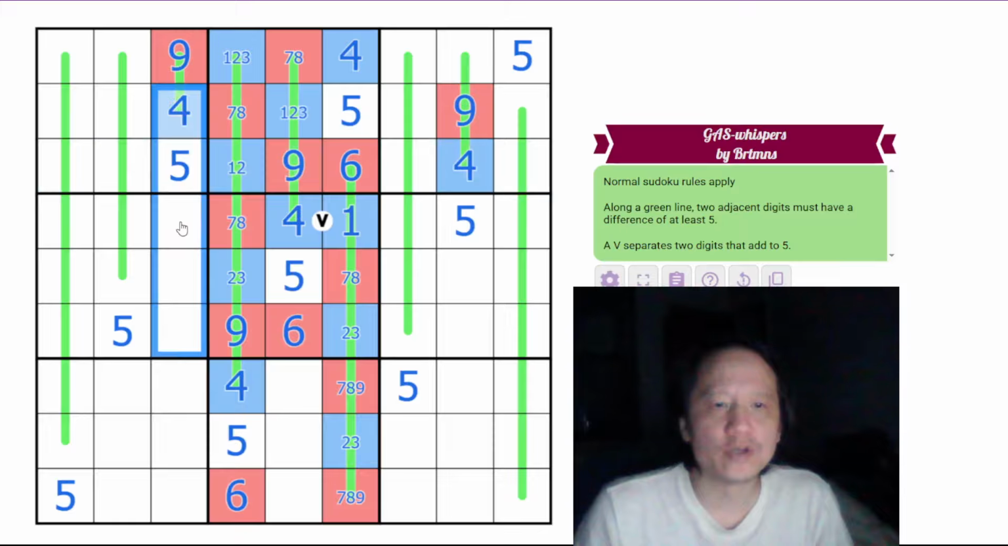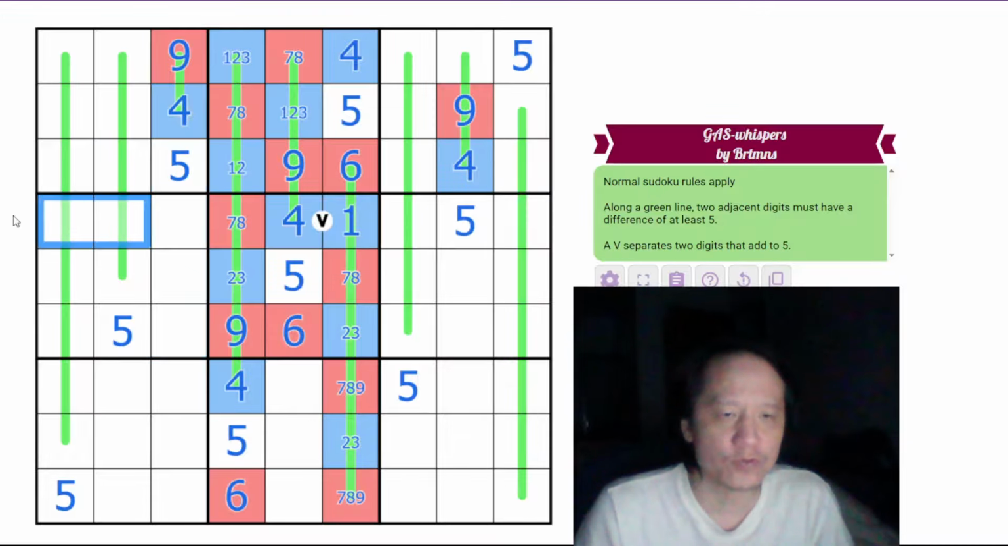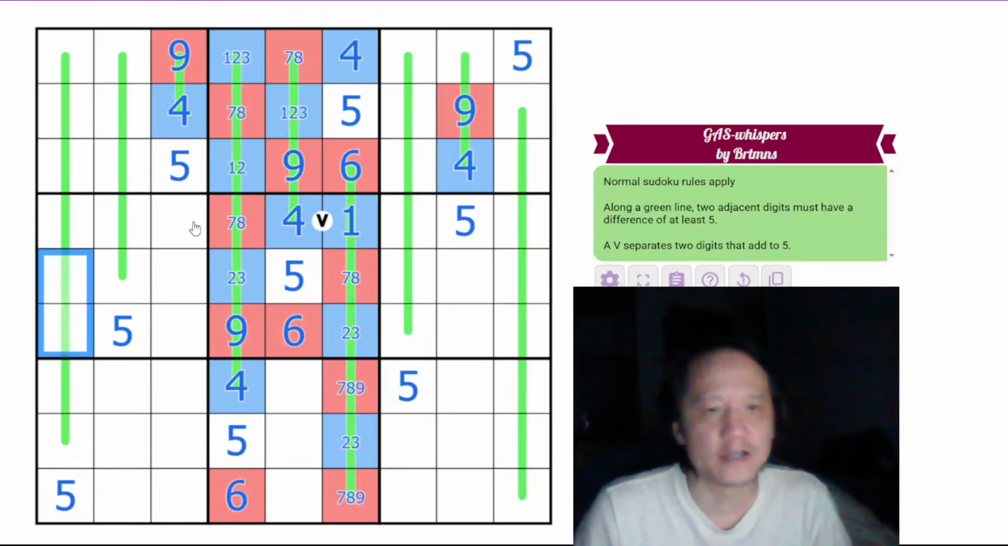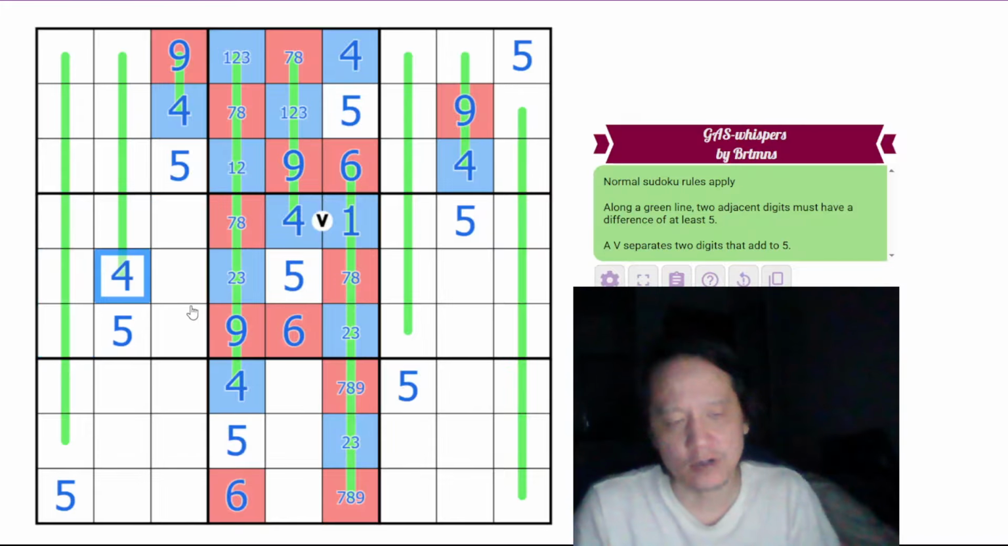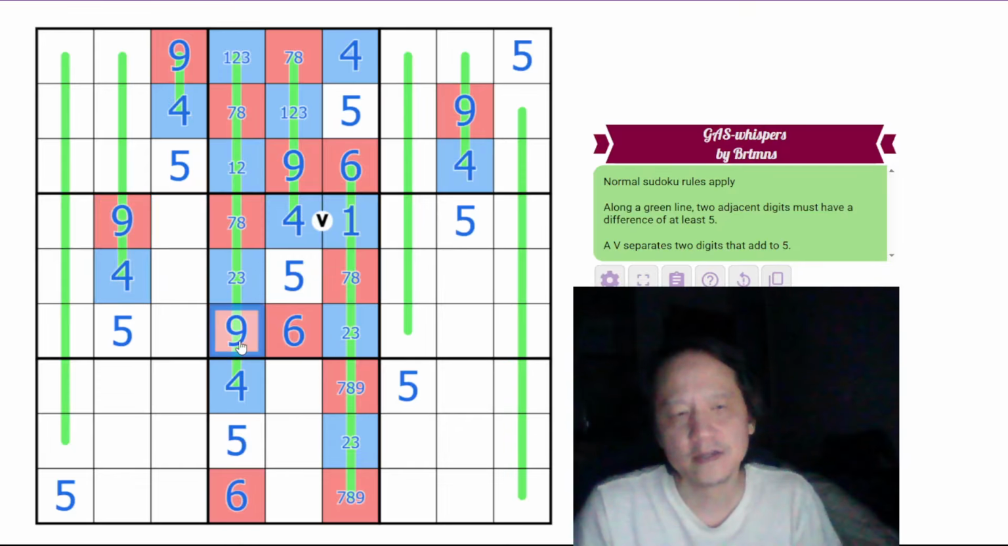Where is 4 in this left central box? Can't be here because of 4 in the column. Can't be here because 4 in the row. Can't be here because they're next to 2 unique digits on a Whisper 5 line. So this must be 4, which makes this a 9. So this is low, and this is high.